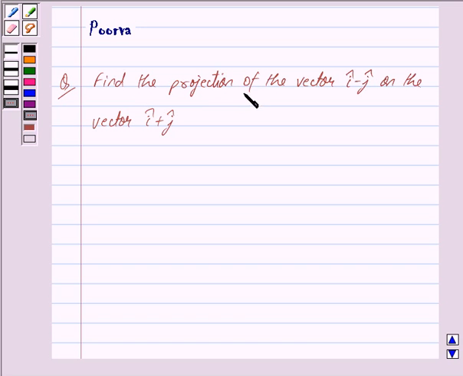Find the projection of the vector i cap minus j cap on the vector i cap plus j cap. Let us now begin with the solution.